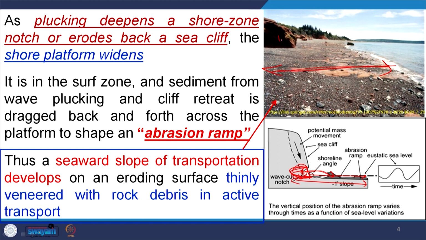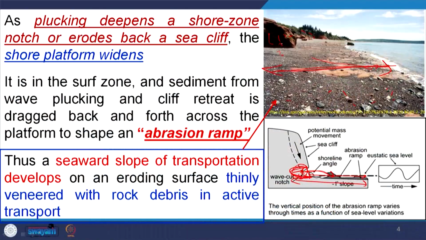Now you see, whatever sediment was removed from this region is now lying here. Thus, a seaward slope of transportation develops on an eroding surface thinly veneered with rock debris in active transport. Now see, the grain size will decrease from landward to seaward. Finally, the width of this abrasion ramp depends upon how much sediment we are eroding here and how much we are transporting into the sea.